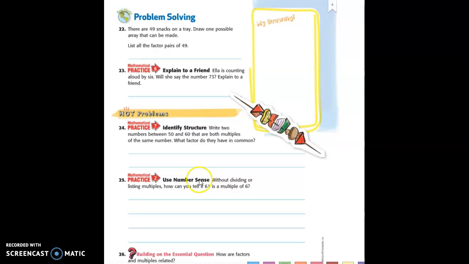Number 25, without dividing or listing multiples, how can you tell if 61 is a multiple of 6? Think about that, and please complete that problem.